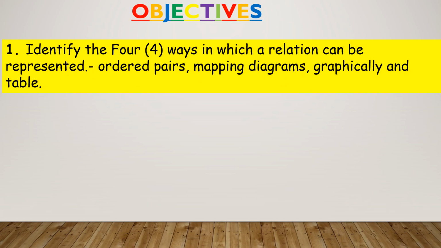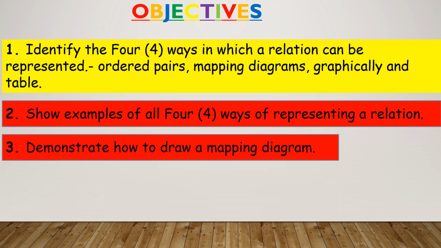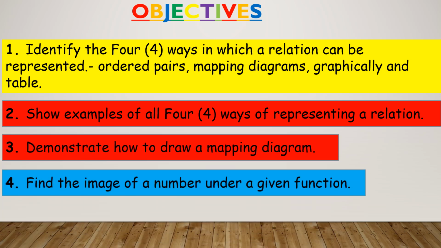Our objectives are: one, we're going to identify the four ways in which a relation can be represented: ordered pairs, mapping diagrams, graphically, and a table. Then I'm going to show examples of all four of these ways that a relation can be represented. Then I'm going to demonstrate how to draw a mapping diagram, and then four, find the image of a number under a given function.